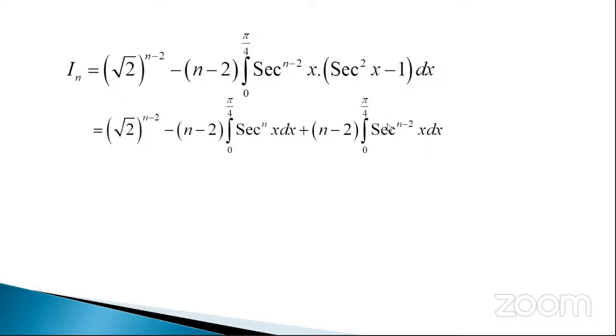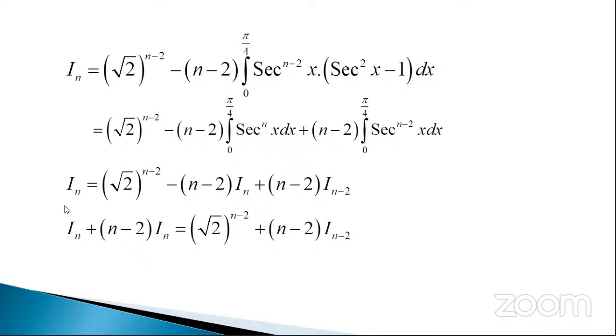It is denoted by I n, n minus 2 into I n minus 2, minus n minus 2 into I n. This term goes to this side. What happened? I n plus n minus 2 into I n is equal to root 2 whole to the power of n minus 2, plus n minus 2 into I n minus 2. Is it clear? The first term is as it is, root 2 whole to the power of n minus 2, and the third term is n minus 2 into I n minus 2.